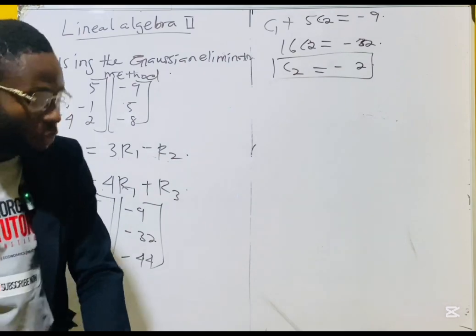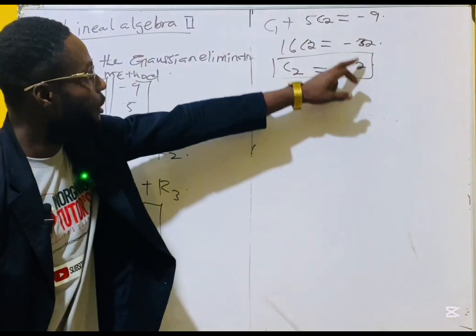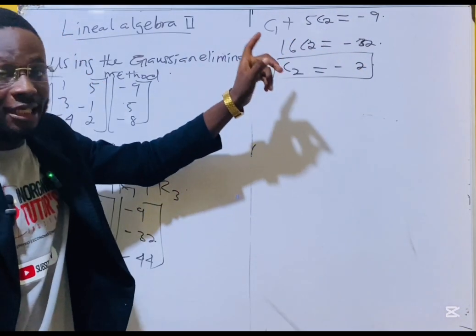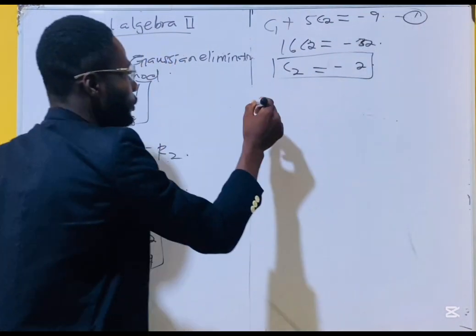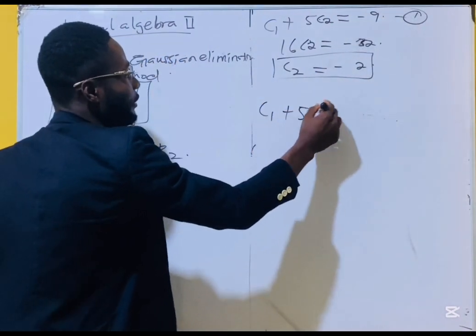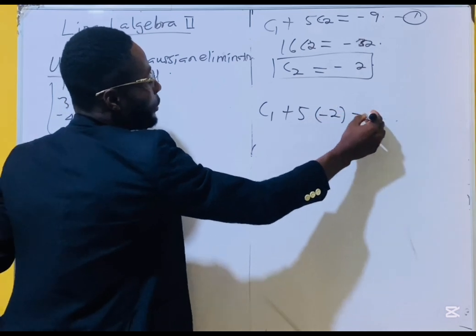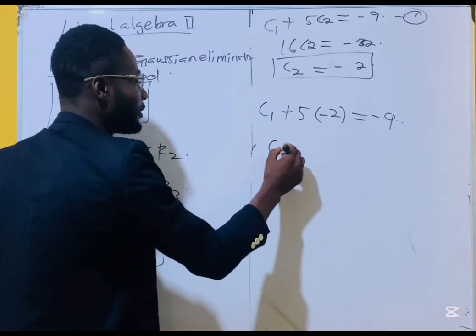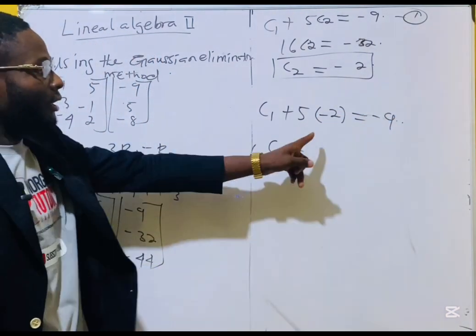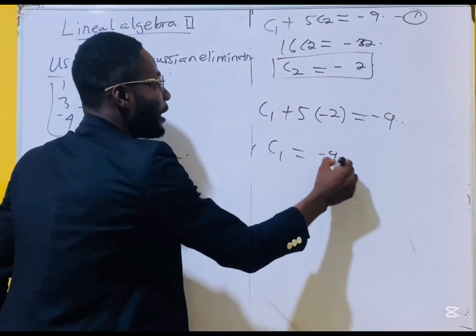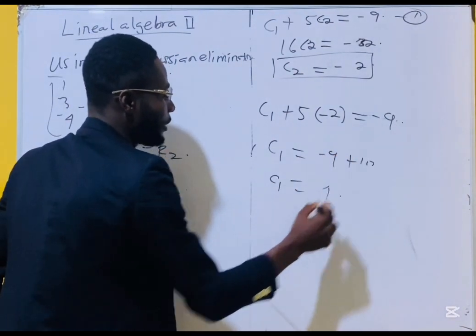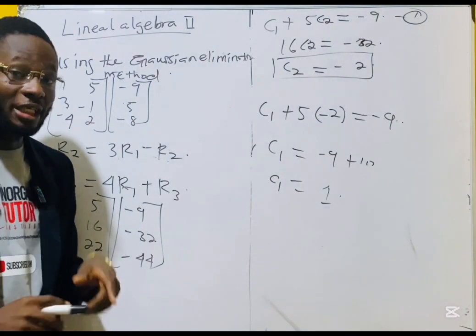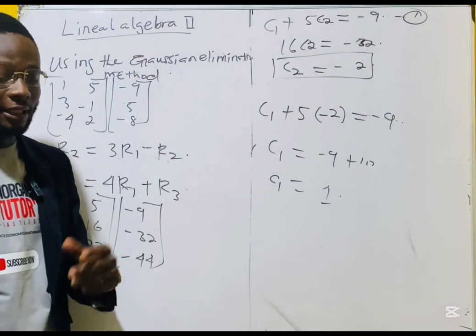So we have the C2 to be negative 2. So we can put the C2 into equation 1 to have C1. Okay, so C1 plus 5 times negative 2 equals negative 9. So we have C1 equals negative 9 plus 10, right? So we have C1 to be positive 1. Okay, so now we have obtained the scalars, right? The C1 and the C2.